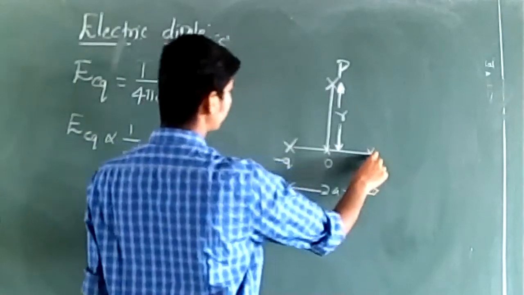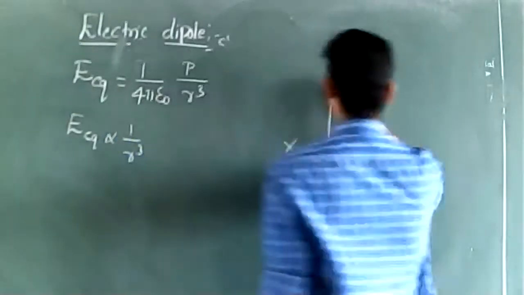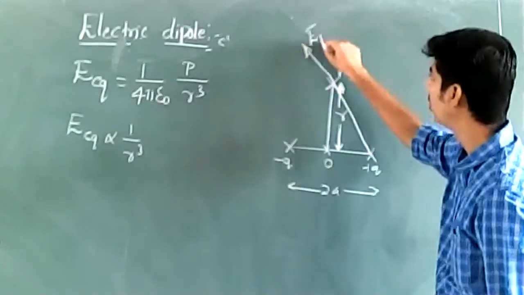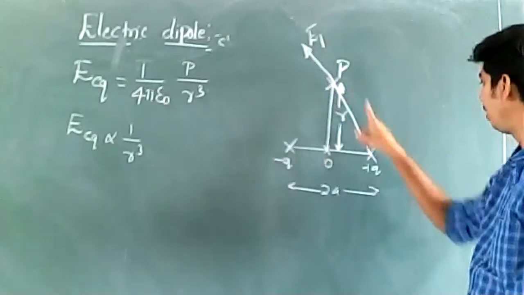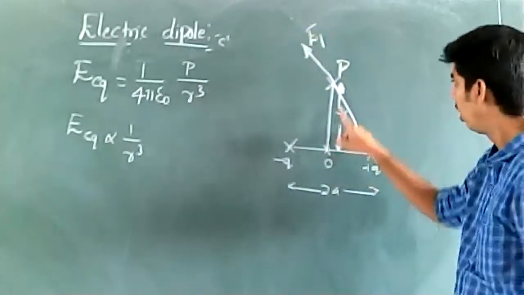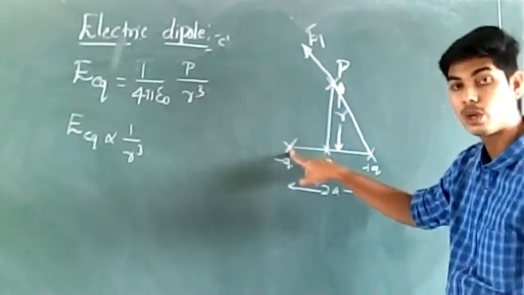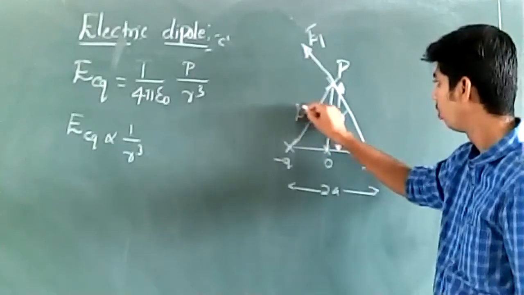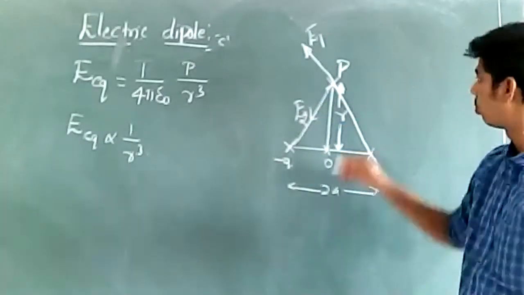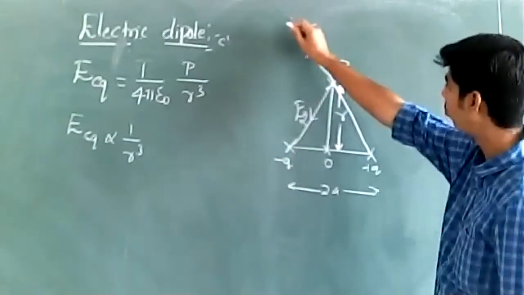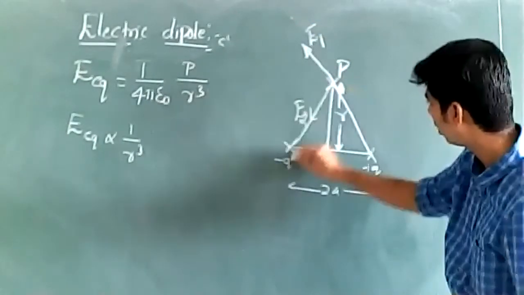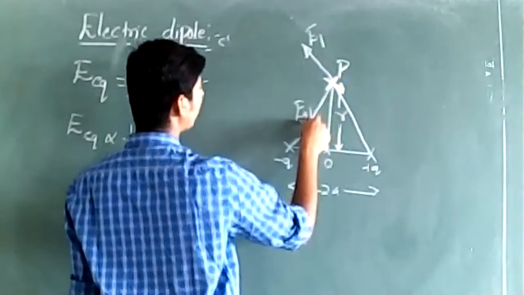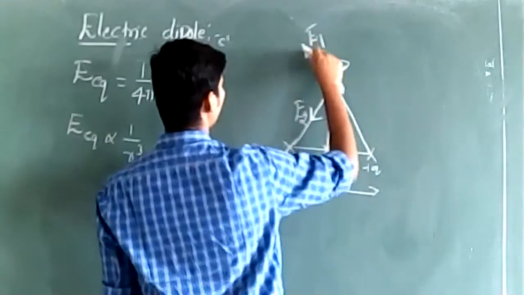Due to the positive charge, the electric field at the point must be radially outwards. This is E1. The electric field at point P due to plus Q is radially outwards. Due to the negative charge, the electric field at point P due to minus Q must be radially inwards. We'll call this E2. So the electric field at point P due to plus Q is radially outward, whereas the electric field at point P due to minus Q is radially inward. However, at this point, two electric fields are acting: one is E1 and the other is E2.